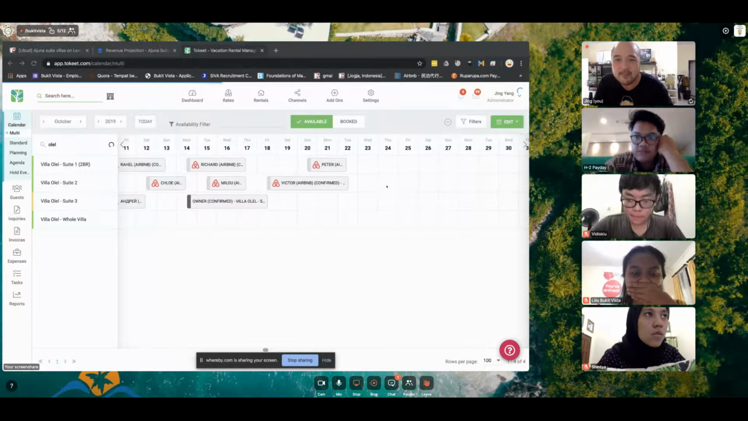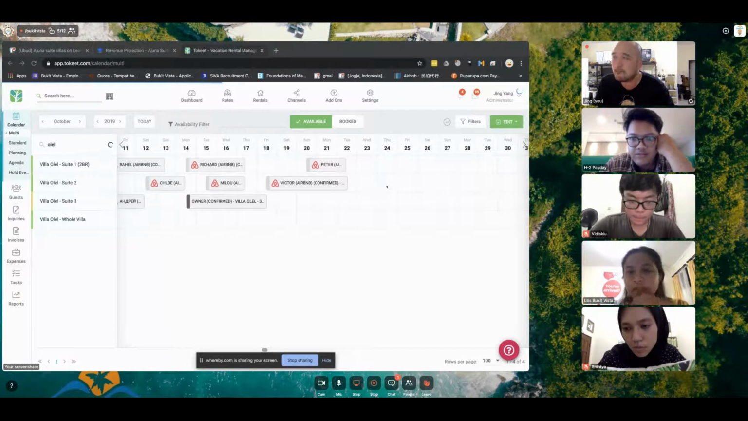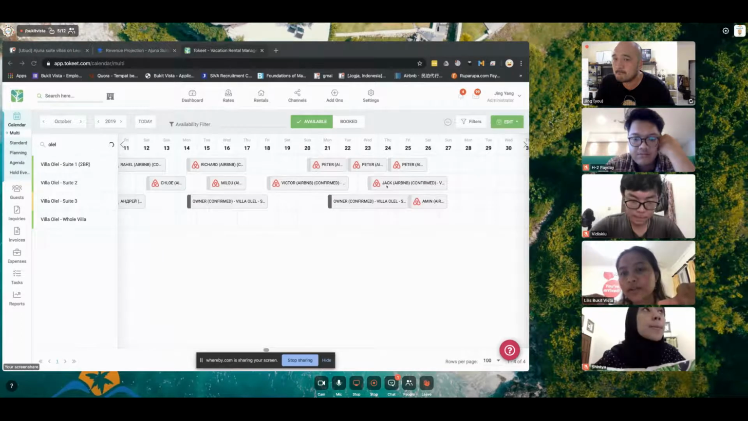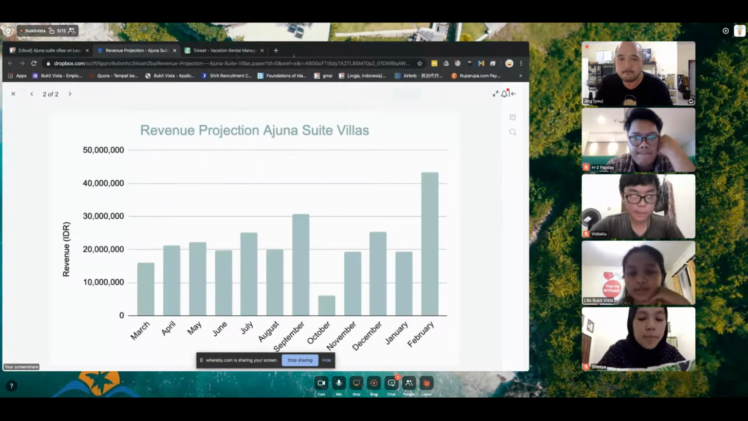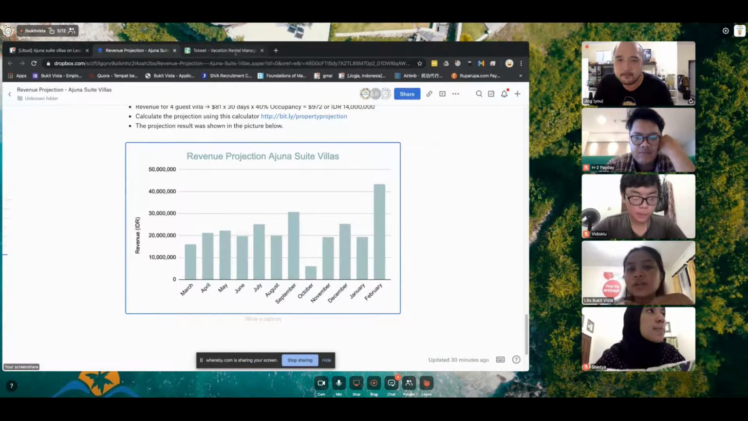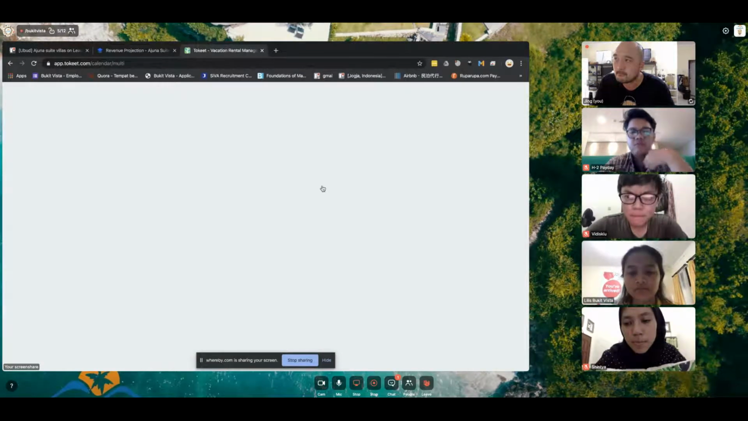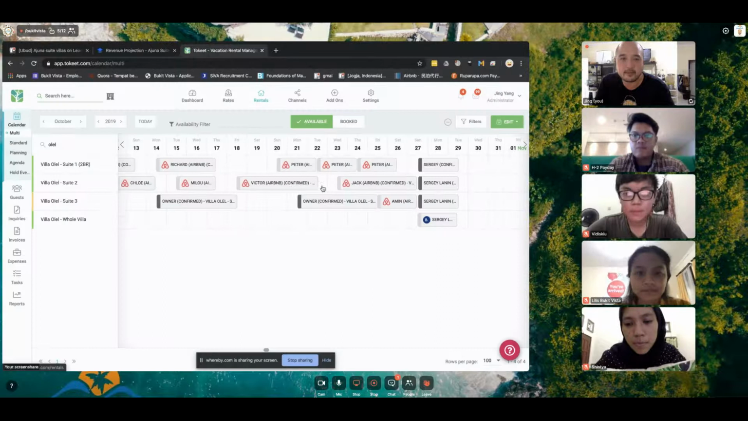Question, Lilis, using occupancy, right? Not revenue. Yeah, that's true. Oh, wait. Revenue for the seasonality, but the occupancy is only used for determining the minimum occupancy that we can make for the villa. Yeah. But for the seasonality, I use the revenue, the monthly revenue. Okay. All right. Got it.